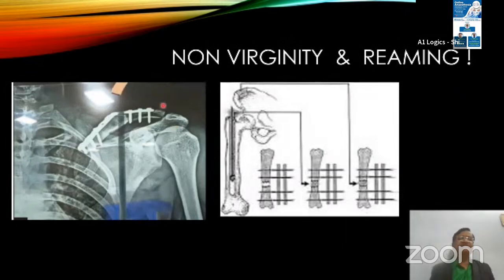This is a non-virgin clavicle. You see, I have done this case. Non-virgin means the clavicle is already broken, a plate is kept, and now the plate is broken. Now if you touch it, there will be extreme blood loss. There is no tourniquet here, so that is a problem.